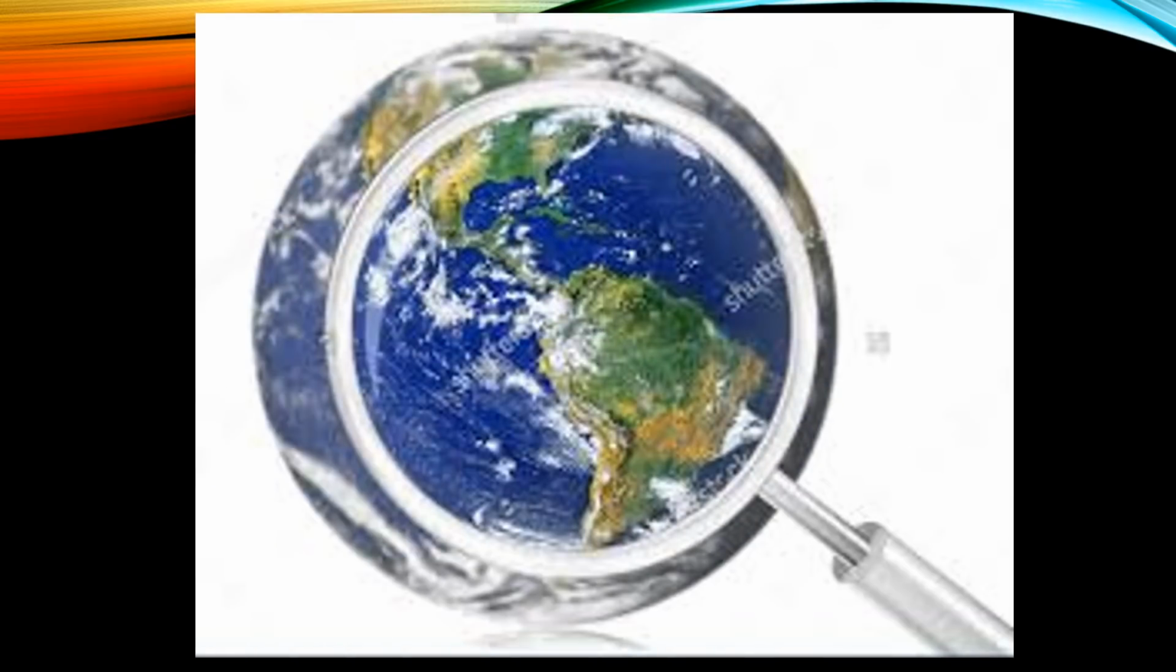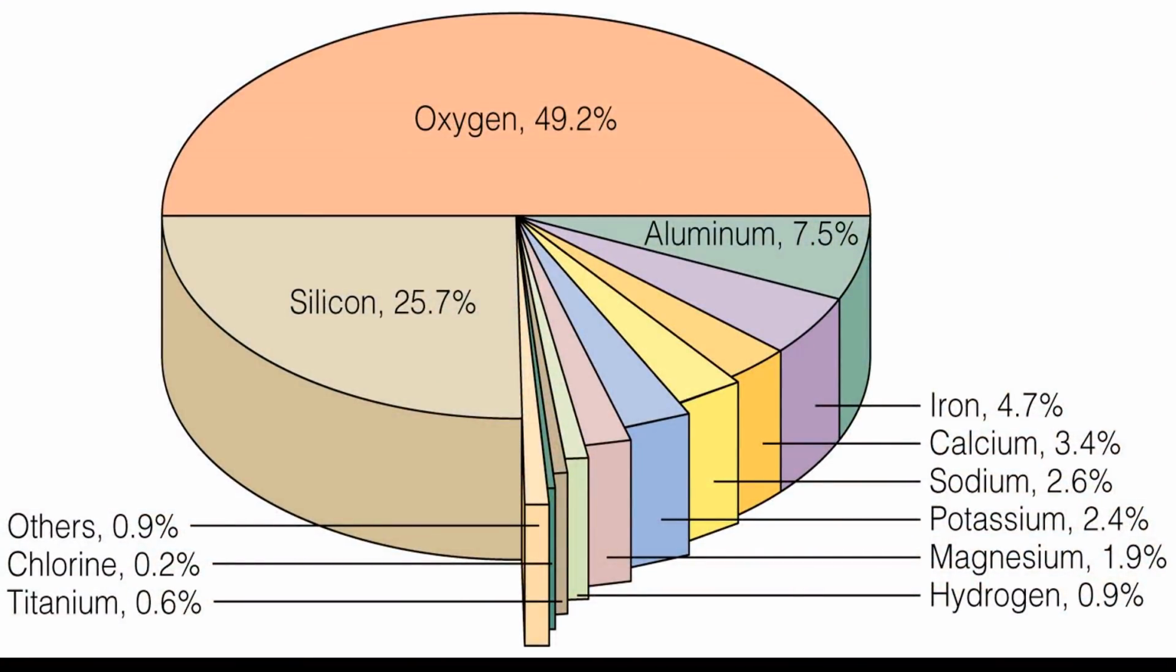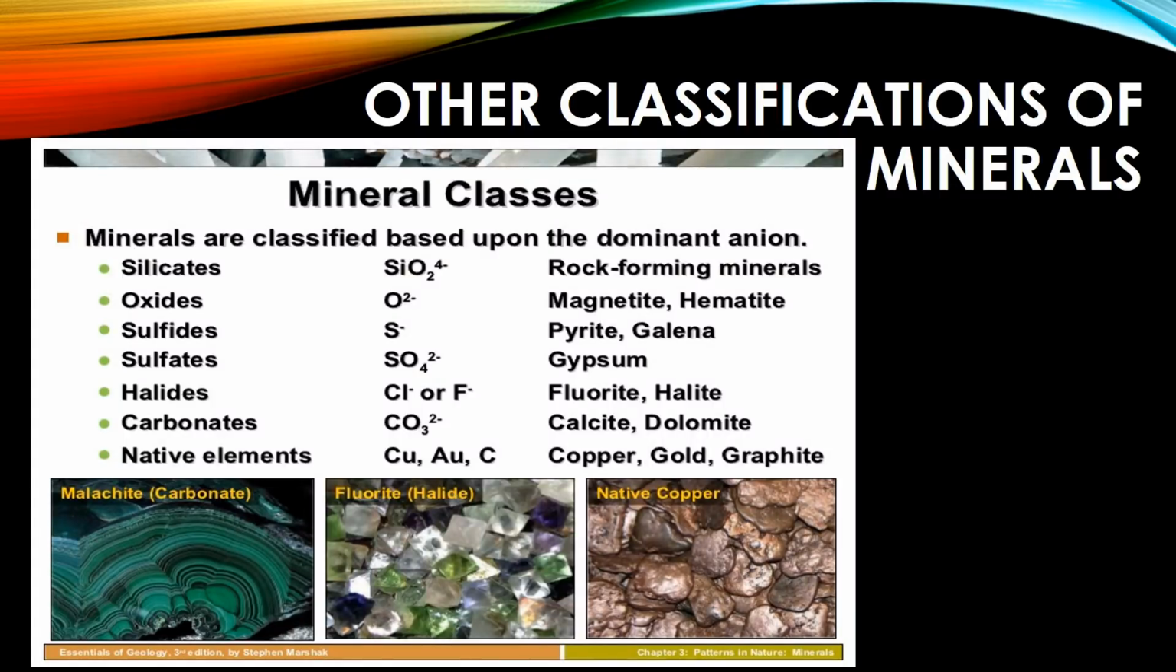To conclude this video, we are going to talk about different types of minerals. First of all, minerals come from the Earth's crust, and that includes the more valuable ones. Two of the most abundant elements in the Earth's crust are silicon and oxygen. Therefore, silicates are minerals that contain both silicon and oxygen and make up the greatest number of minerals found in the Earth's crust. There are other classifications of minerals depending on the element that make them up, and that list can be observed here.